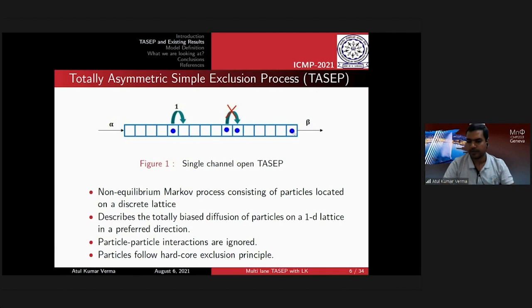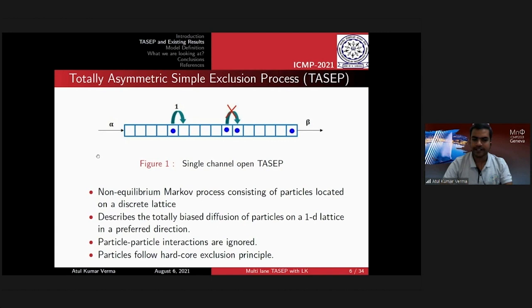So this is where the name comes from. Totally asymmetric, because particles move in only one direction. The rules are very simple, so we call it simple. Exclusion process, because one site cannot be occupied by more than one particle. So this model describes the totally biased diffusion of particles in a lattice in a preferred direction. And this is very important: we ignore particle-particle interactions, and this also follows the hardcore exclusion principle.